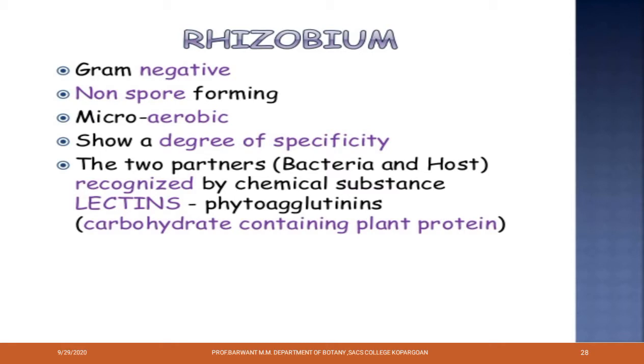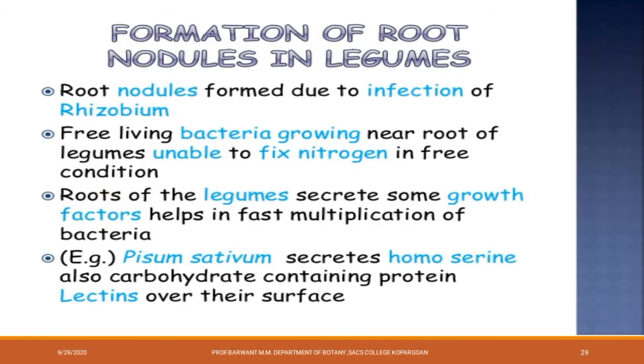The two partners, the bacteria and the host, recognize each other by a chemical substance known as lectin or phytoagglutinins, carbohydrate containing plant proteins. These are the simple characters of Rhizobium. Formation of root nodules in a legume.